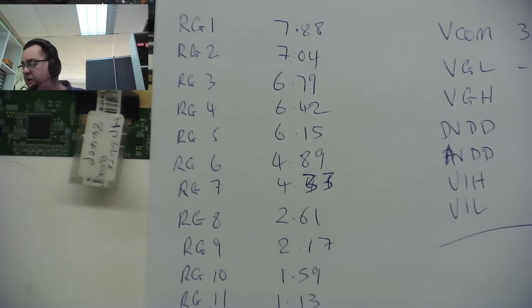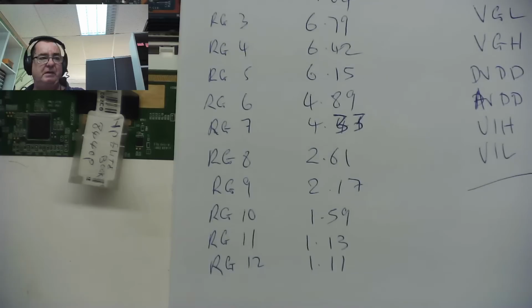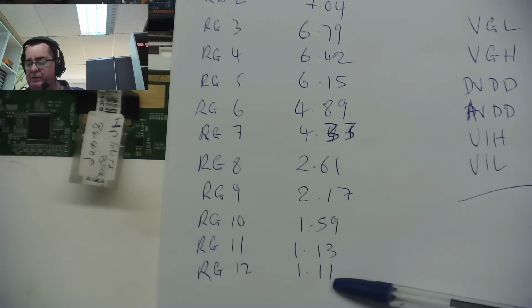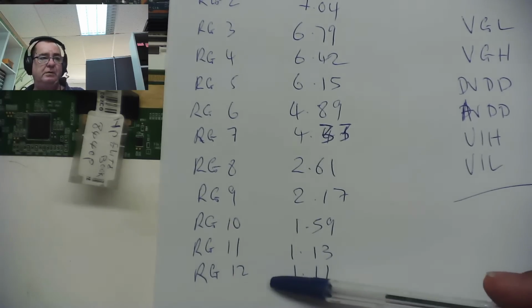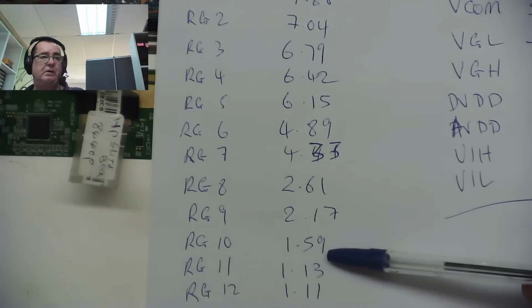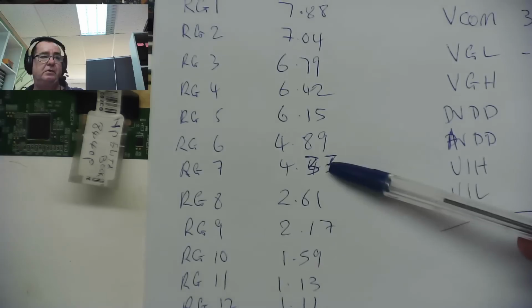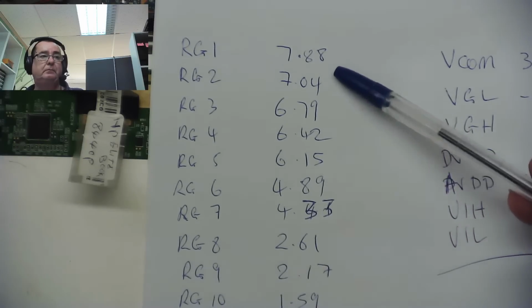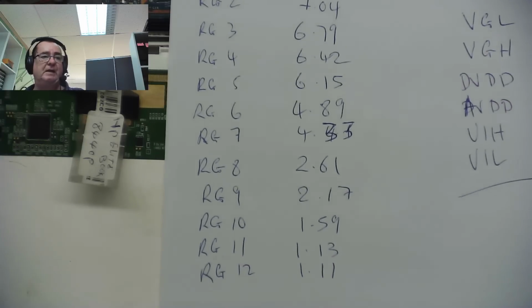So this is what you should find on gamma voltages on an LCD panel, whether it's a TV, a monitor, whatever. It's effectively a sequence of voltages that starts low, and look, they're in order, 11, 12, 9, 8, 7, and the voltage increases on each one. That's correct for gamma voltages.